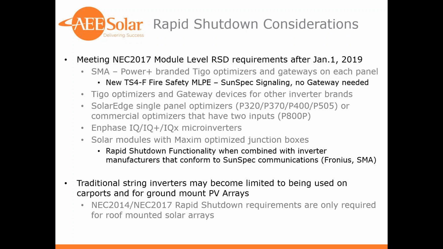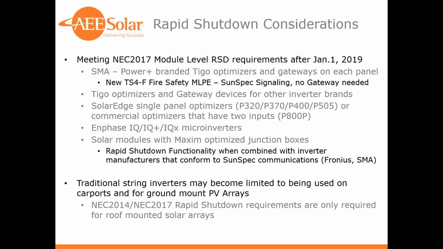Or we can switch to the P800P optimizer, and that has 2 inputs for 2 separate panels. So the array voltage is not raised by 2 panels in series anymore, as was typical for like the P700 or P730. So each panel has its own input, therefore it meets rapid shutdown there. So we're actually highly anticipating that P800P being a pretty good way to meet rapid shutdown.